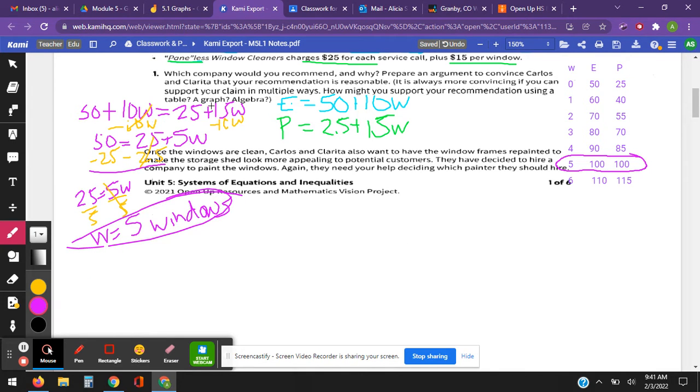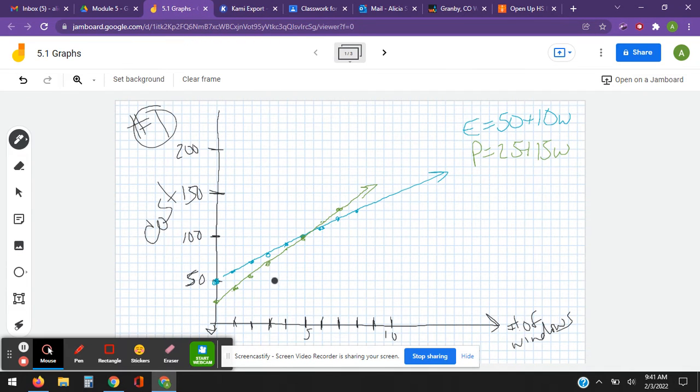Now it says also with a graph. So I actually have a graph already made for this. So here I've put the Sunshine Express people in blue. So we started at 50 and we're going up 10 over 1 every time. Up 10 over 1, up 10 over 1. That's my slope. And notice one of these little boxes is 10. So that's my blue line.